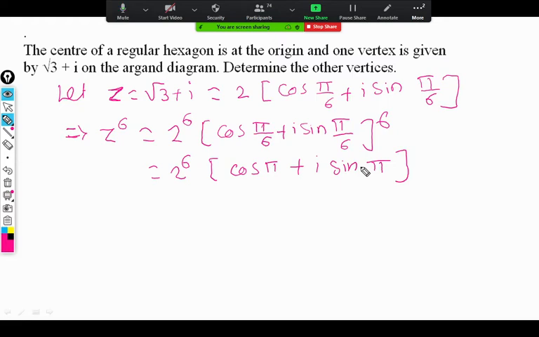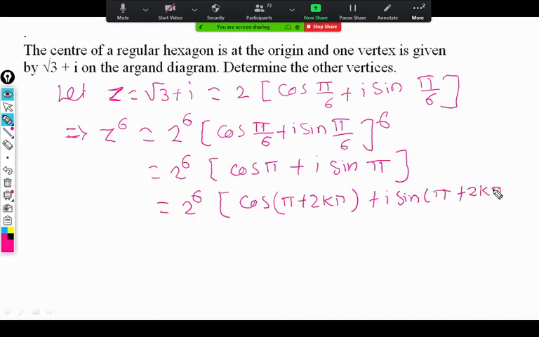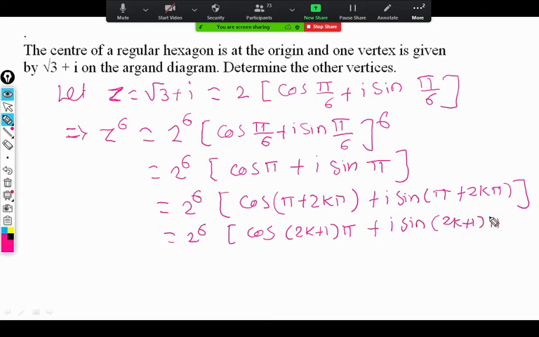general polar form first. So this will be written as 2 raised to 6 (cos of (pi plus 2k pi) plus i sine of (pi plus 2k pi)), and now this can be written as 2 raised to 6 (cos of (2k plus 1) pi plus i sine (2k plus 1) pi). That's one.